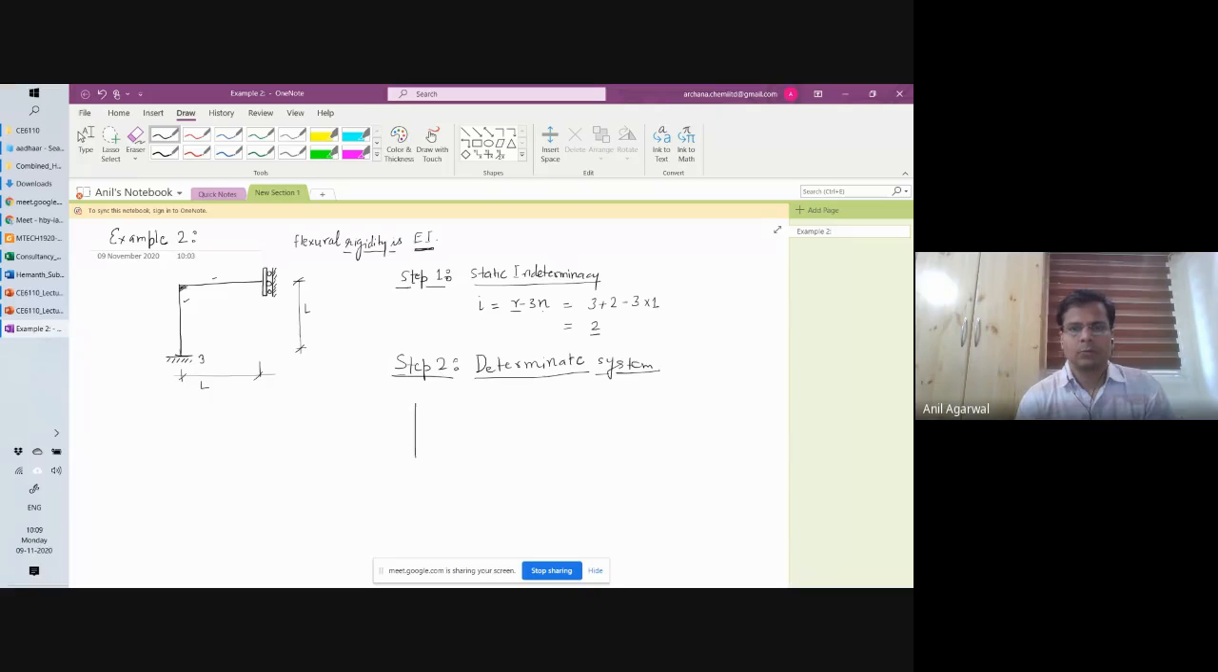Okay, so one option could have been to put a pin support here and put a roller support here. That way, I would have released the moment here, and I would have released the vertical movement I have restrained. Sorry, not this one. Sorry, my mistake.